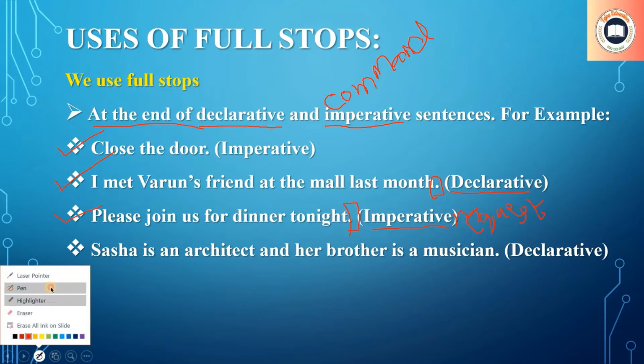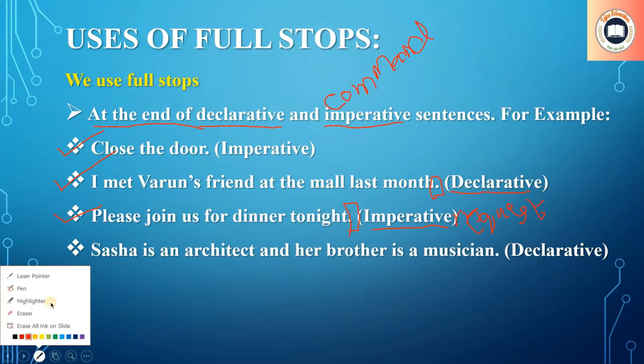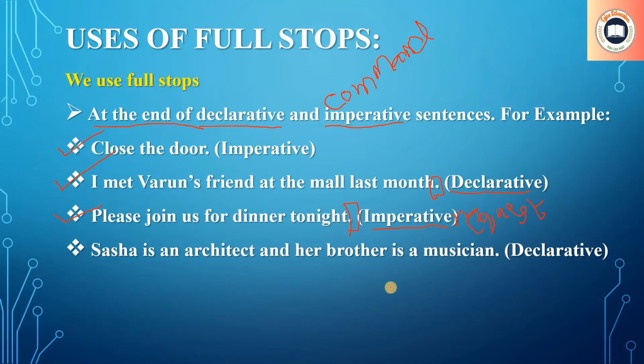Okay, now let's see the next example, the final example. Sasha is an architect and her brother is a musician. This sentence does not contain any sort of request or command or an order, right? This kind of sentence just states a fact or gives some information about Sasha and her brother. Very good. This sort of sentence gives us some information and states some fact.